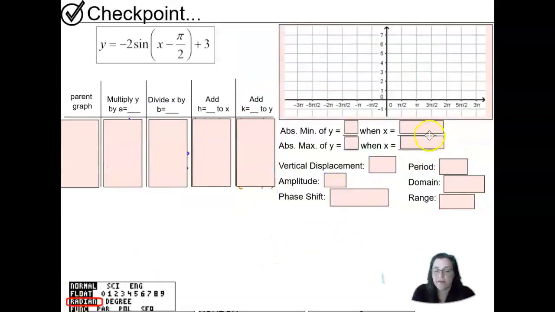Okay, so now you're going to pause the video and try this checkpoint problem in the next page of your notes. And when you're ready to go over it, go ahead and resume the video.